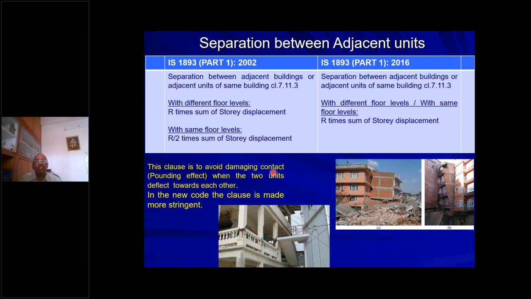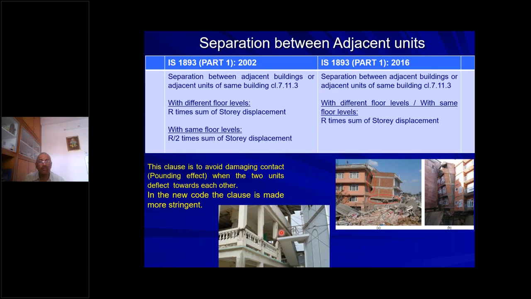Similarly, there is a small change in the separation between adjacent units, the requirement of gap between different adjacent units, that also has been changed. Earlier, when the floor levels are the same, it was taken as R by 2, that is the response reduction factor divided by 2, times the sum of the story displacements. We used to take it like that, but that is now made as R times the sum of the story displacements. This clause is normally to avoid any damage due to contact of the two adjacent units. That is called the pounding effect. You can see here in this building, the adjacent building's staircase is coming and hitting the column of another building, causing a disturbance or damage to the column.